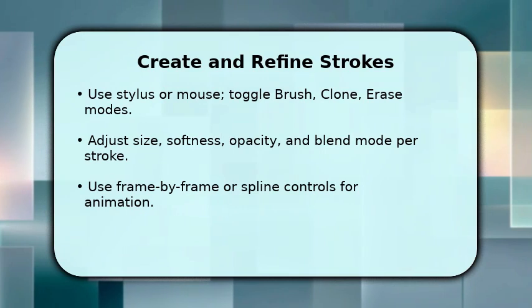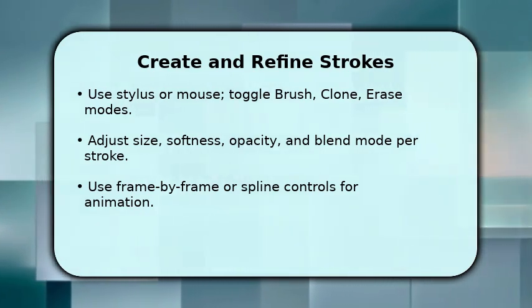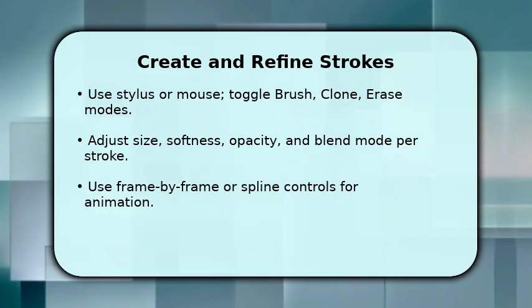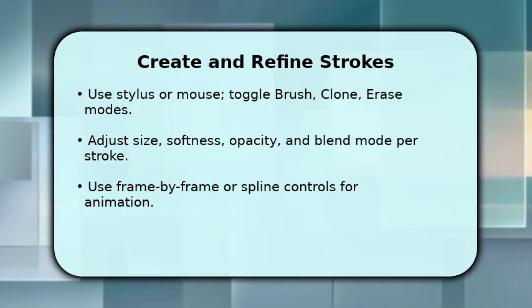Now you paint. Pick brush mode for freehand marks, clone to sample nearby pixels, or erase to remove. You should vary size, softness, and opacity as you work, because that controls realism and edge blending.